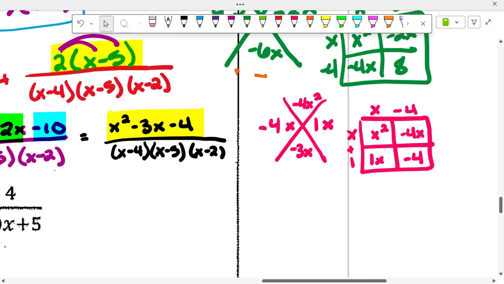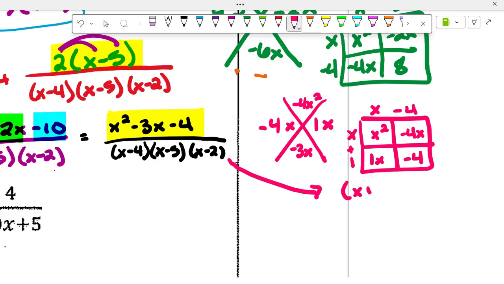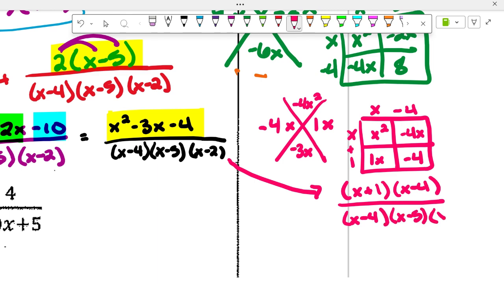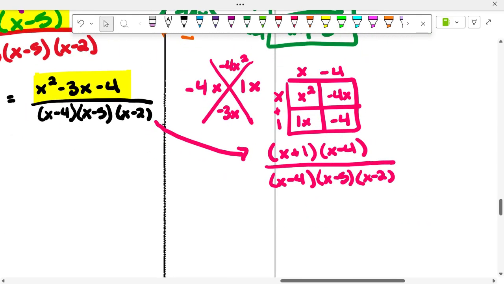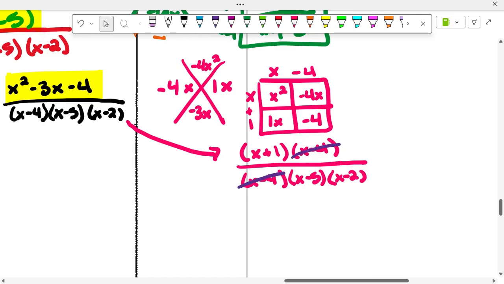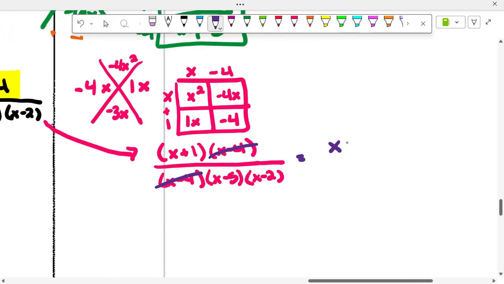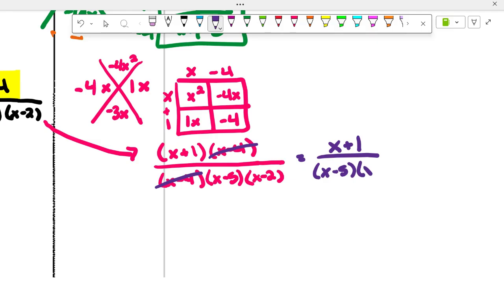So, I'm going to bring this down over here. This would be x plus 1, x minus 4, over x minus 4, x minus 5, x minus 2. Anything I can cross? The x minus 4s are gone. So your final answer should be x plus 1 over x minus 5, x minus 2.